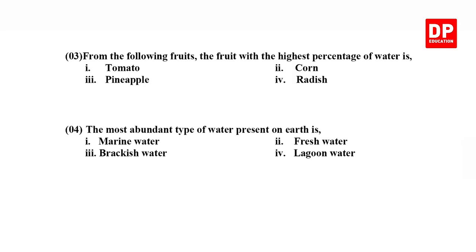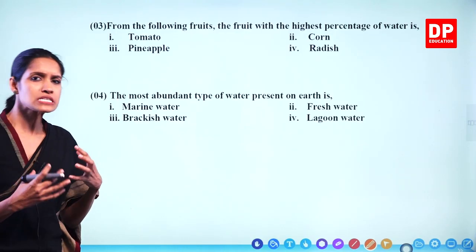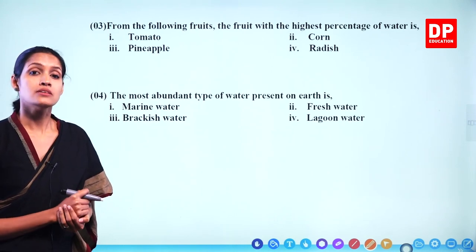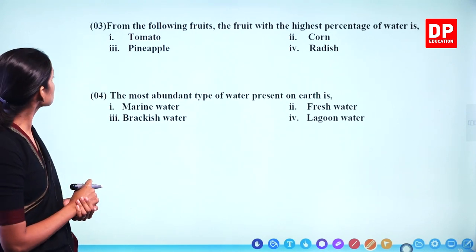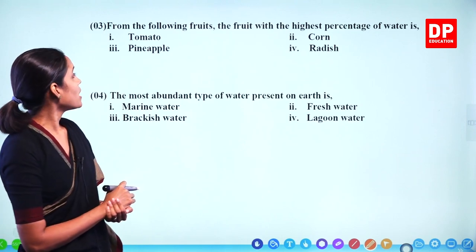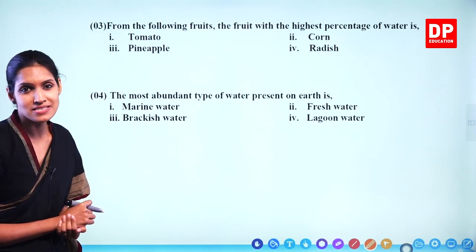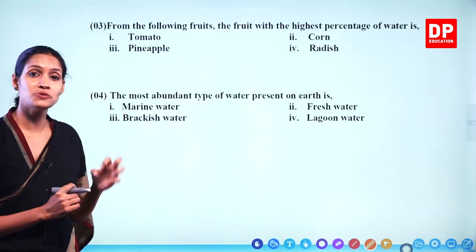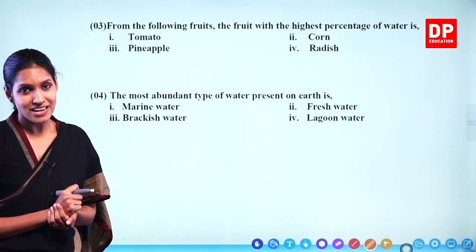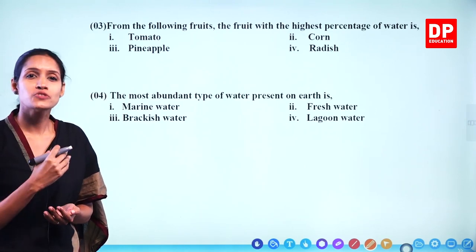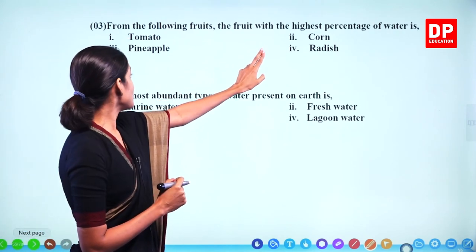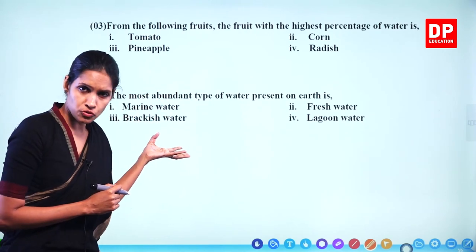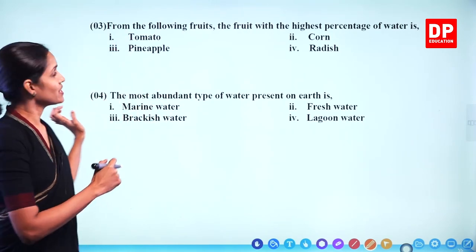From the following fruits, the fruit with the highest percentage of water is. Almost all the fruits contain some amount of water in it. Some fruits are very fleshy, a lot of water present in it. We will go through tomato, corn, pineapple, radish. It's obvious. If you have seen a tomato, you know how fleshy it is. Right? You can even squeeze and get juice. Juice mainly contains water. Understand? So, tomato is the answer. Corn, radish and pineapple, they have some amount of water, but not as in tomato, right?